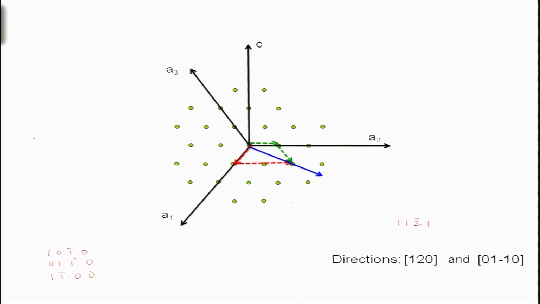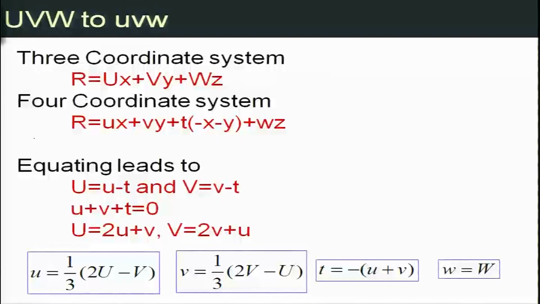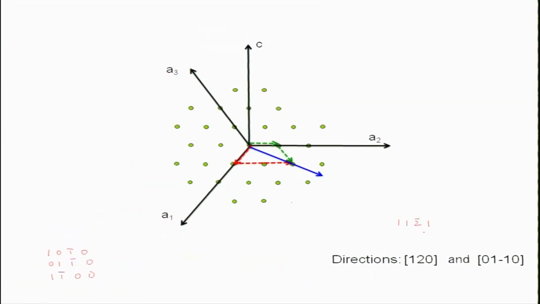For example, you have to use the formulas which I provided you: small u is basically 1/3 of (2U minus V), small v is 1/3 of (2V minus U), small t is minus of (u plus v). So you will need to make these conversions. So if you now convert back, let's say [1 1 bar 2 0]. What does [1 1 bar 2 0] convert into? So capital U was equal to 2u minus v.